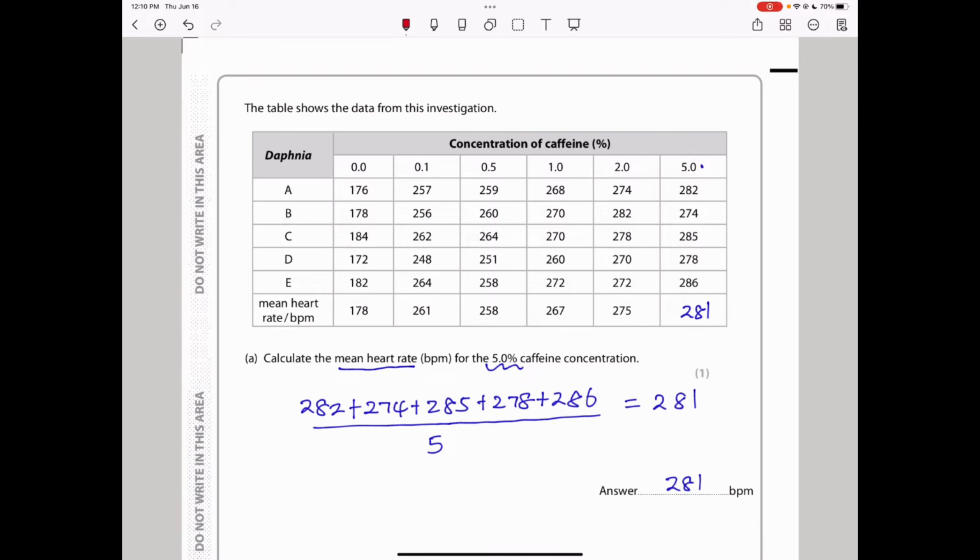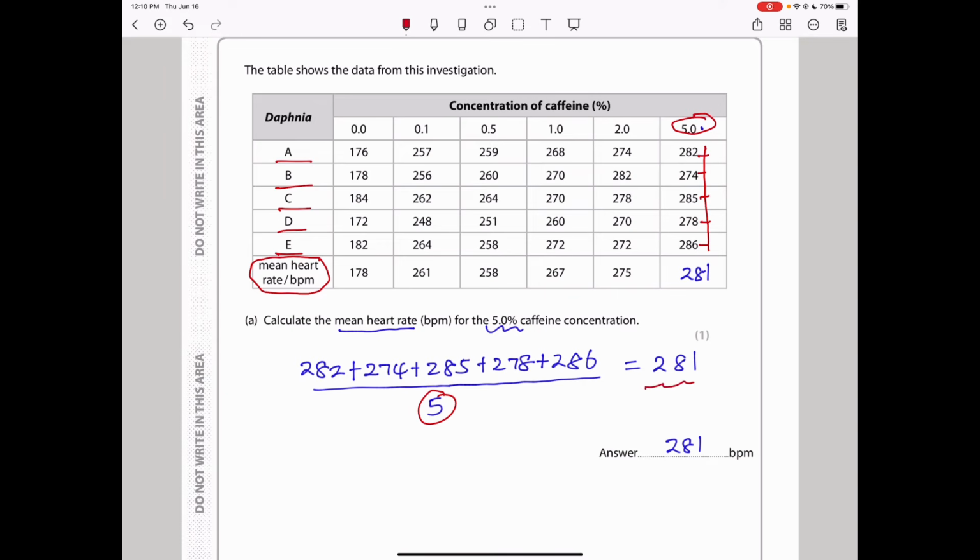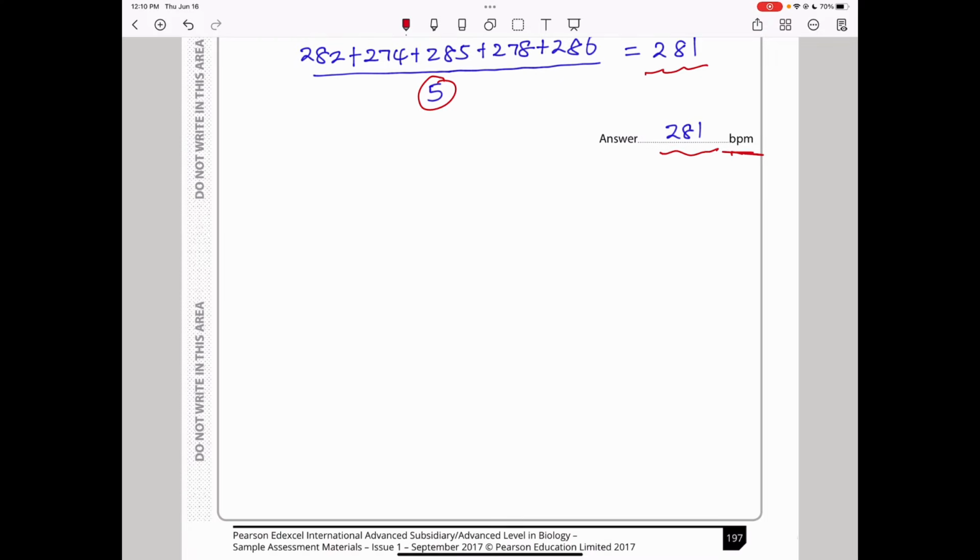So here they say the table shows the data from this investigation. Here we see for each Daphnia, of course, that was used in this experiment, and they have the mean heart rate that was calculated. So the first question says calculate the mean heart rate for 5% caffeine concentration. At 5% caffeine concentration, to find the mean heart rate, we have to add everything and divide everything by 5 because there are 5 different samples, and then the answer we get is 2.81 beats per minute. That is the units for this. So we go to the next part.